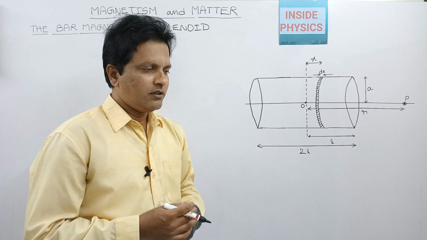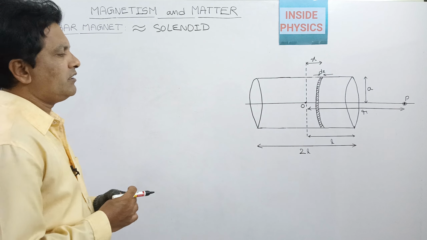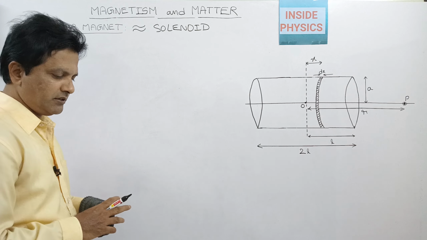And before that, there are one or two analogies between the bar magnet and solenoid.